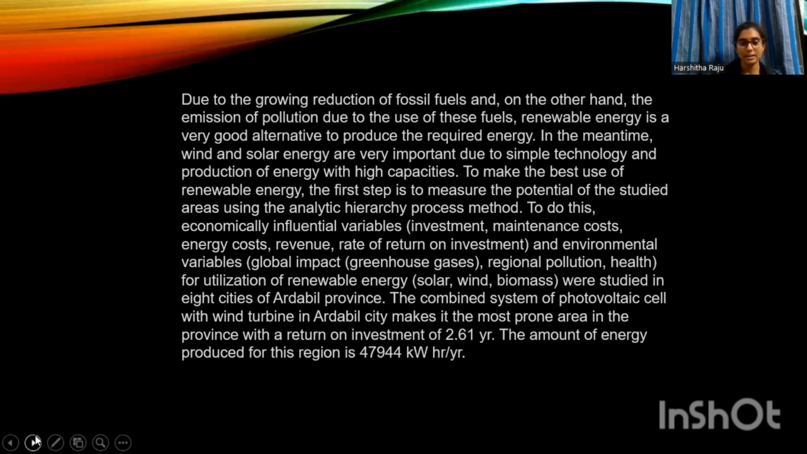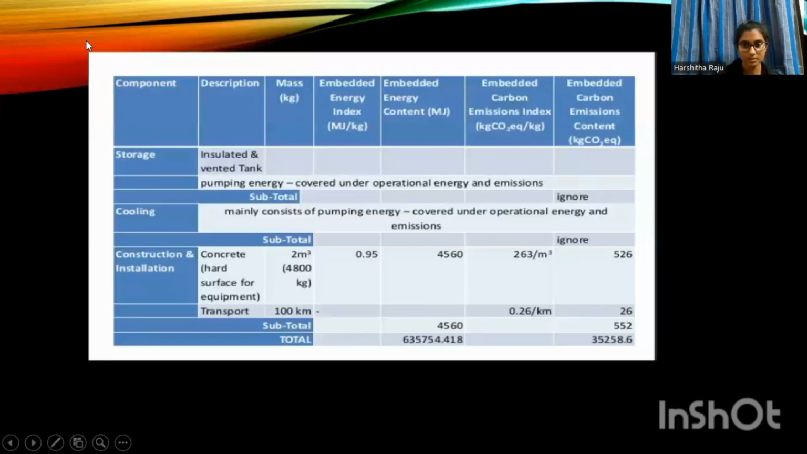To do this, economically influenced variables, environmental variables, and regional variables for the utilization of renewable energy were studied in 8 cities of a province. The combined system of photovoltaic cells with a wind turbine in one city makes it the most prone area in the province, with a return on investment of 2.61 years. So there are the statistics of how this energy has been supplied.